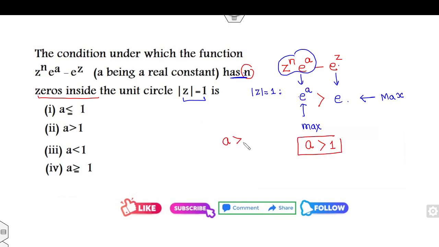Remember, a can never be greater than or equal to 1, because if a is equal to 1, then these values are e, and clearly if you take this as the maximum, it is not greater than the sum of the other terms. Fine. So that means a strictly greater than 1 is the right answer of the problem. So you can see that it's a very simple way you can get the answers of these Rouche problems.